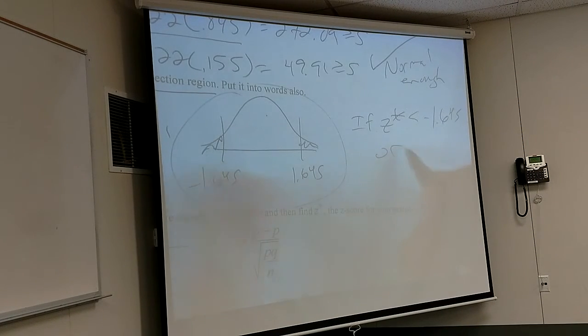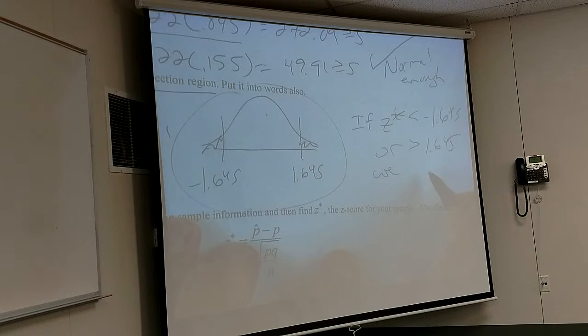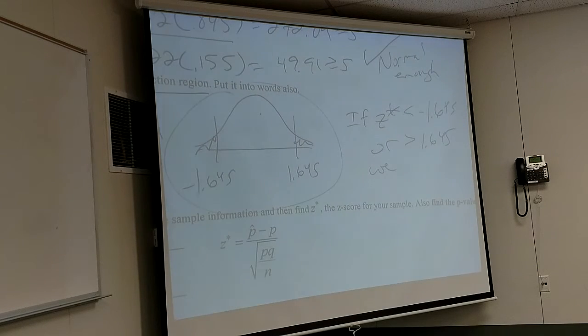So how do we say this in words? If Z star is less than the negative critical value or greater than the positive one, we can do what? What do we do if we get into that rejection region? We can... who looks to be wrong? If I get way out here, who thinks I'm in here? Which one of these guys thinks I'm in here?